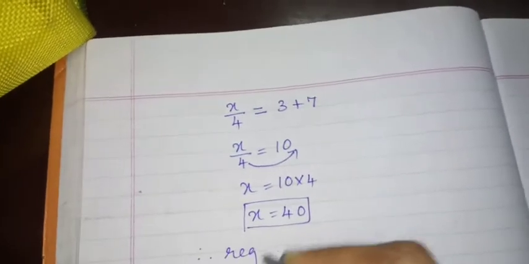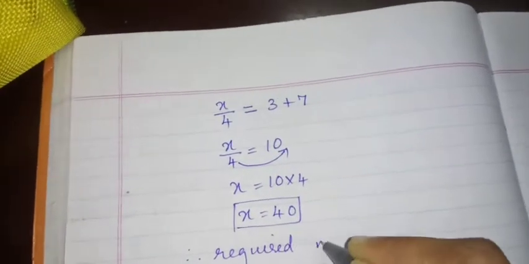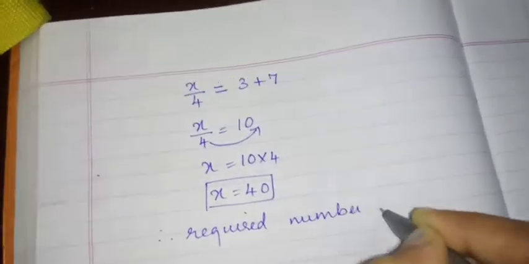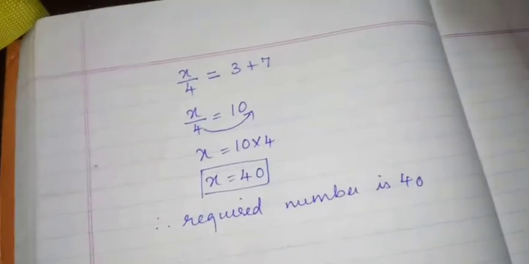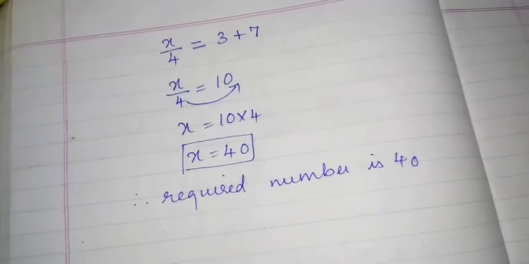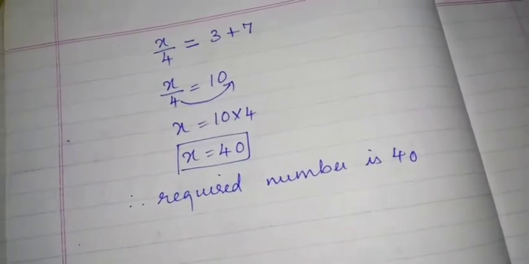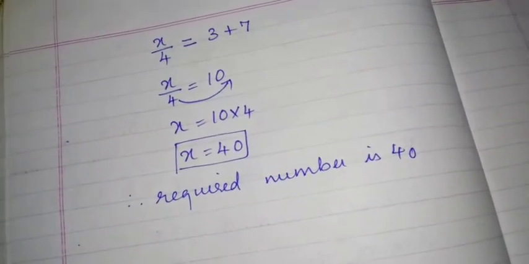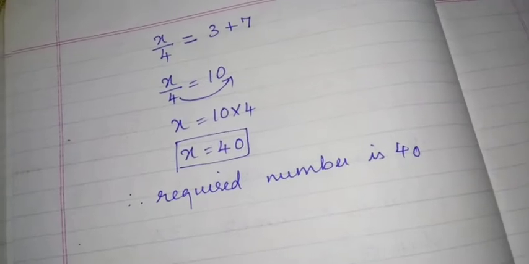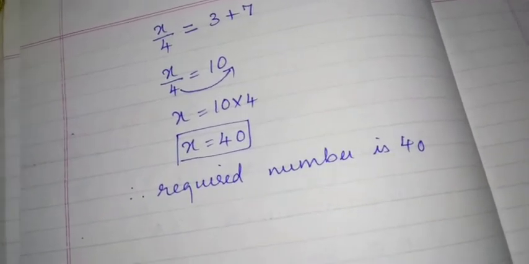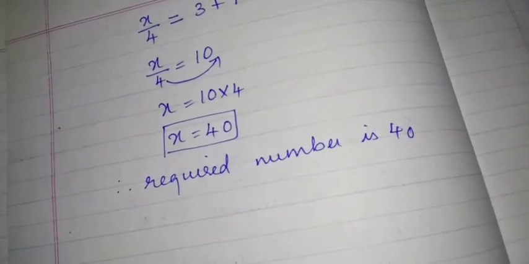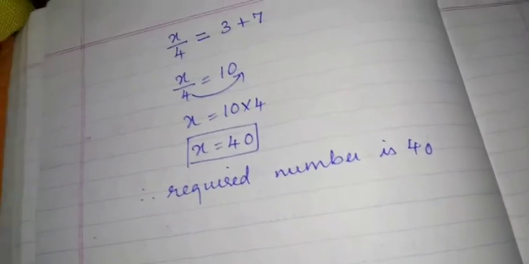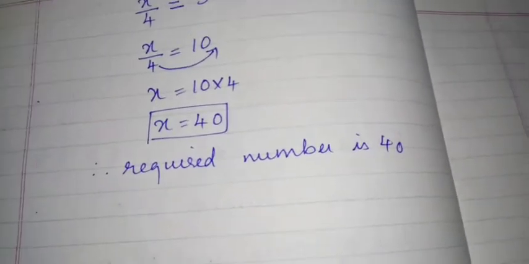Therefore the required number is 40. Okay, we have to find this x value, which is the number. 40 is the correct answer. So when it comes to 1/5, how will you write it? 1/5 x or x by 5. Okay, 2/3 means 2/3 x. Like that you should frame the equation.